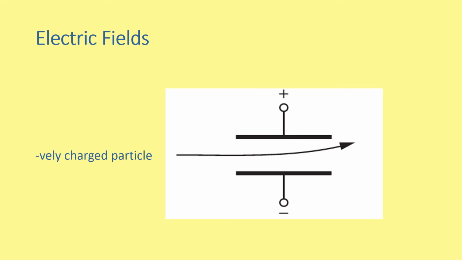A negatively charged particle is going to act in the opposite way. It's going to be repelled by the negative terminal and attracted by the positive terminal. Again, following a curved path, but this time curving upwards.